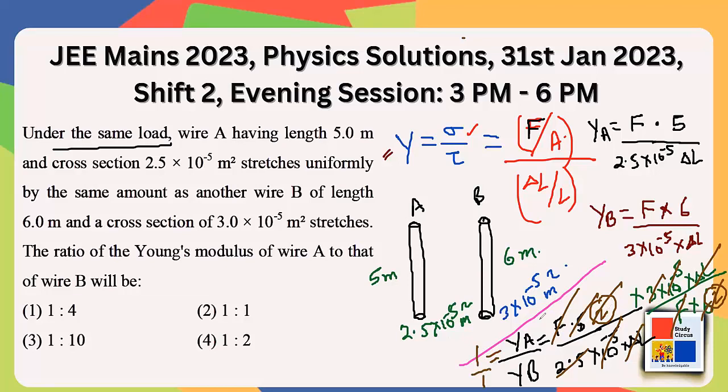That means Young's modulus of A upon Young's modulus of B is 1 upon 1. So the ratio becomes 1 upon 1. They are the same. That means they are of the same material basically. So option number 2 here becomes the answer for this one. Okay. Thank you.